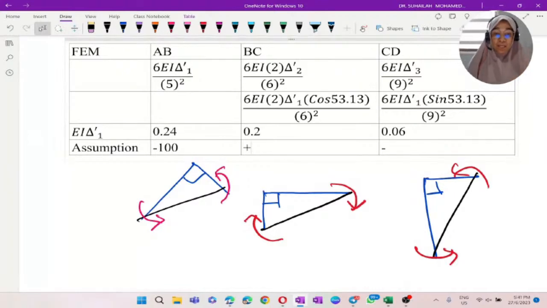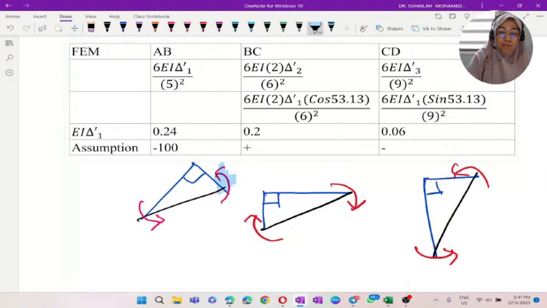Okay, we have negative for AB because we refer to this moment direction. It is negative direction. Okay, and for member CD, again the fixed end moment acts like this to counter the new position back to its original position.